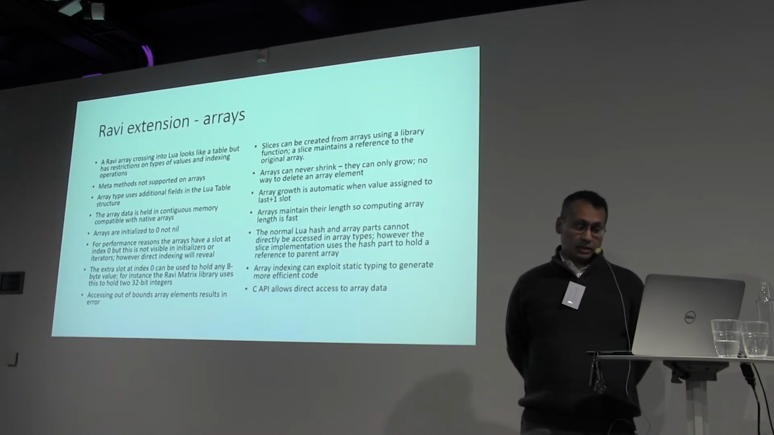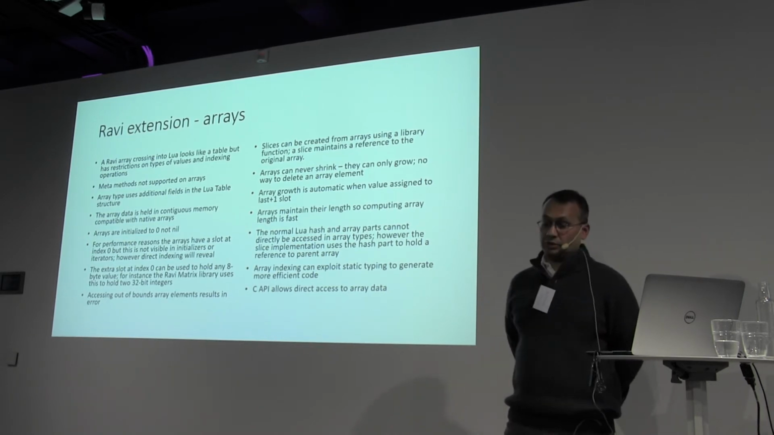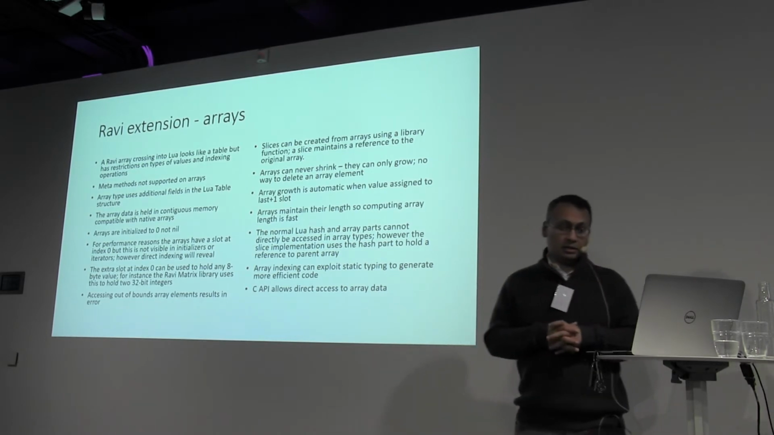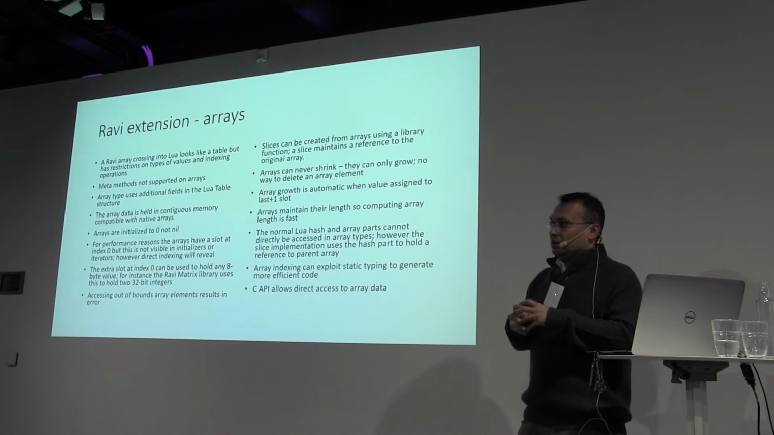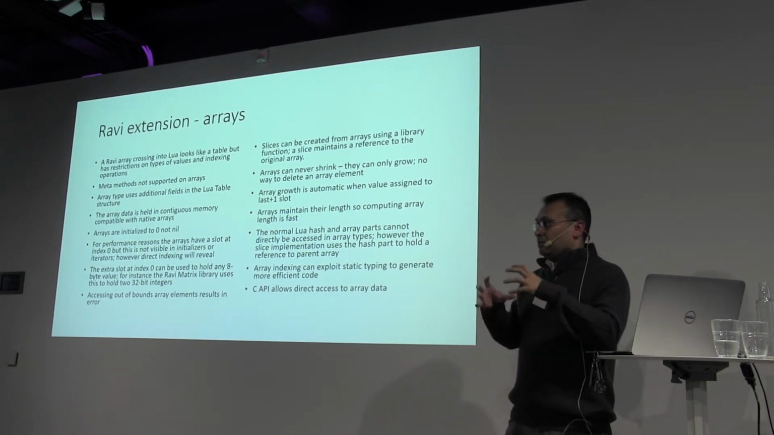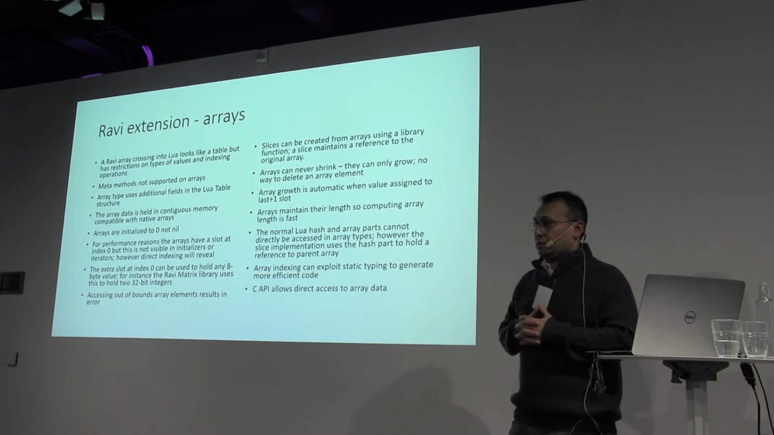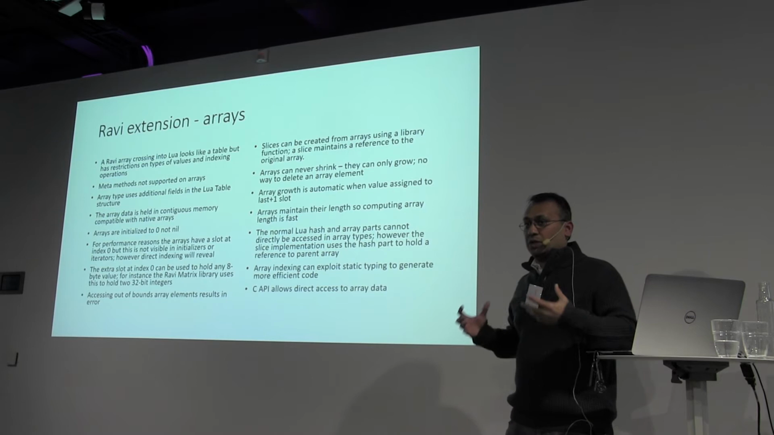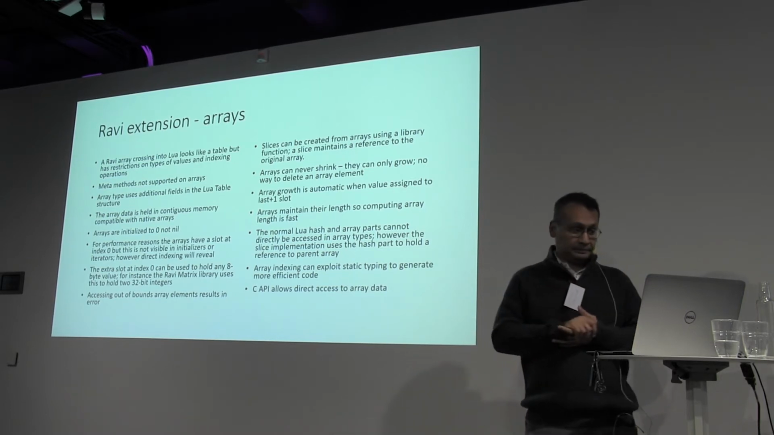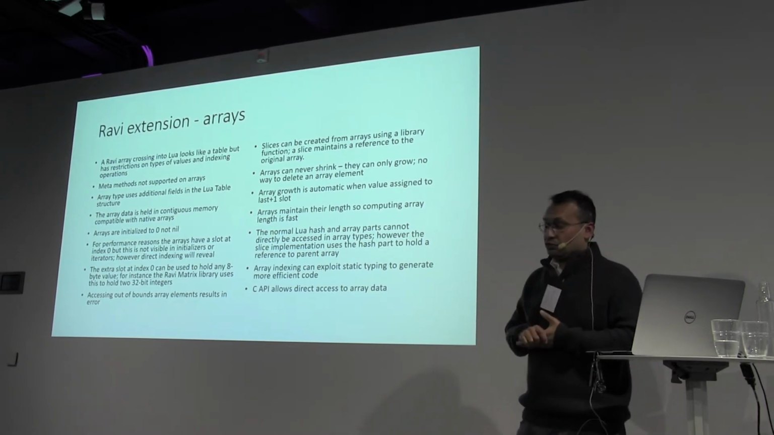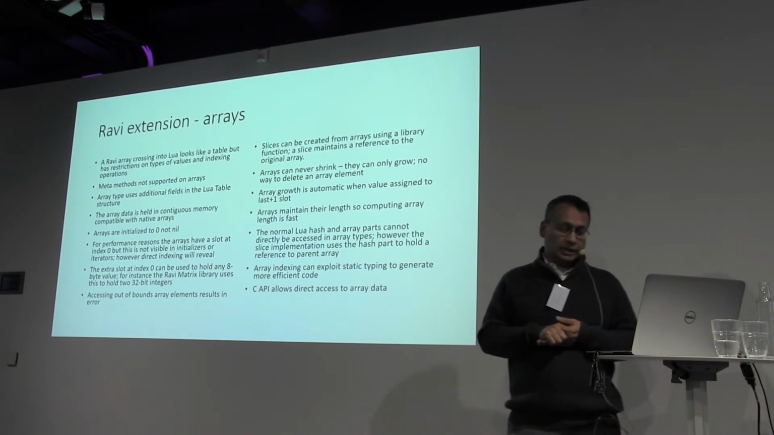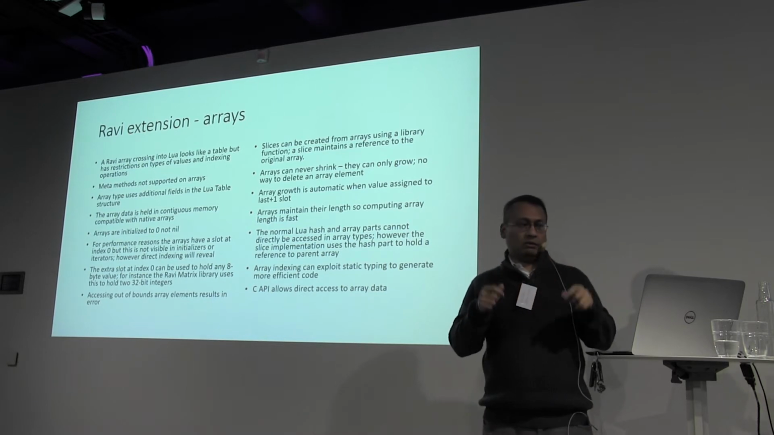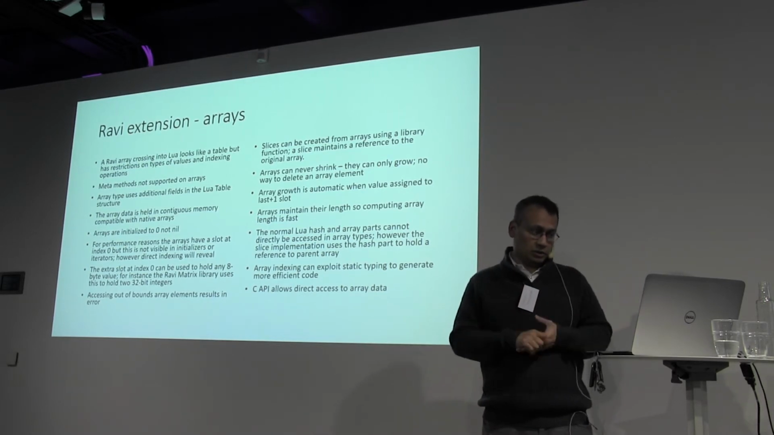You can create slices from an array. There's a library function to do that. The slice points to the main array data. So the main array becomes fixed in size once you create a slice, because if you modified the main array, you could reallocate memory there, and then your slice would be pointing to garbage. And obviously arrays cannot shrink, at the moment at least. And the growth is dynamic, except that you must allocate the last plus one slot.